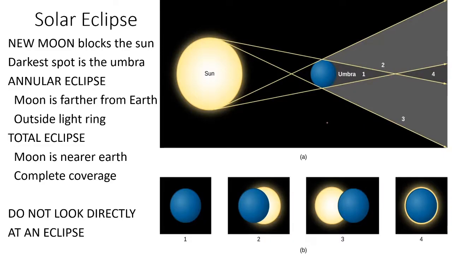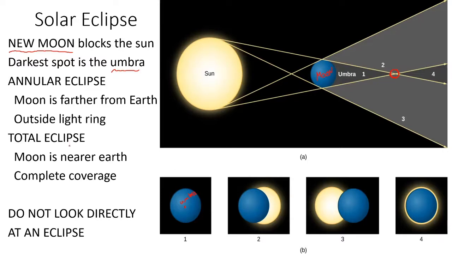And then we'll talk a little bit about eclipses. There are two types of eclipses. One is the solar eclipse. The solar eclipse is caused by a new moon, when the moon is on the same side as the sun. So here's the moon, and it blocks it. Now there are two types. I should also mention, the darkest spot is called the umbra. So the umbra would be right there in the center.